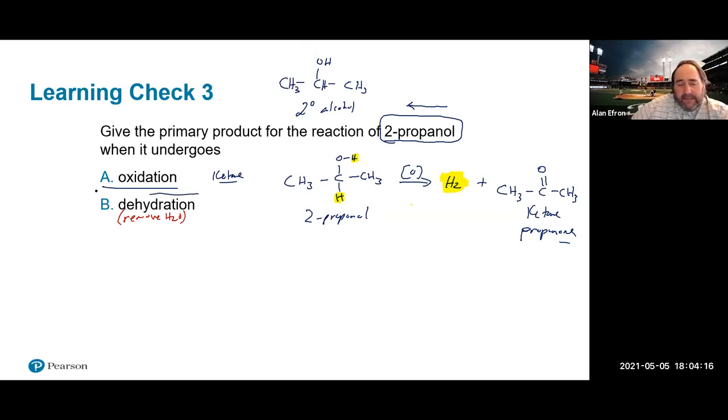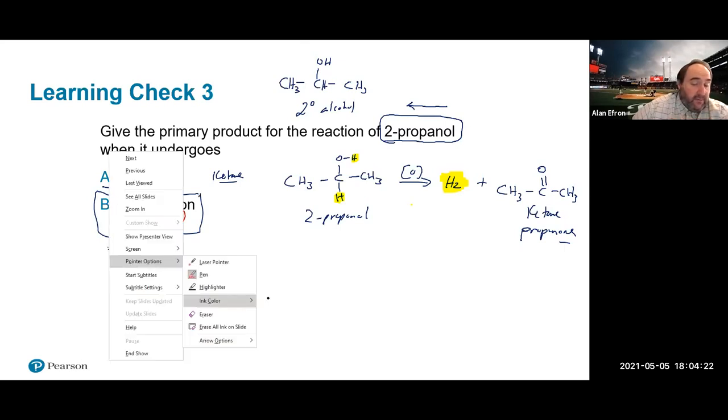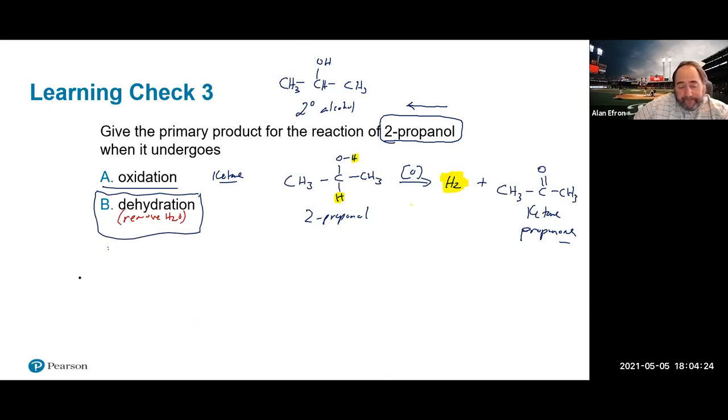Now, B is a dehydration. So in B, we're going to be doing dehydration, which really means taking away water. So when we look at our 2-propanol, what I'm going to do is actually just draw out everything. So again, we could see what's going on. You don't necessarily have to do this, but again, it may just help you see things a little bit better. This is basically what we got going on.